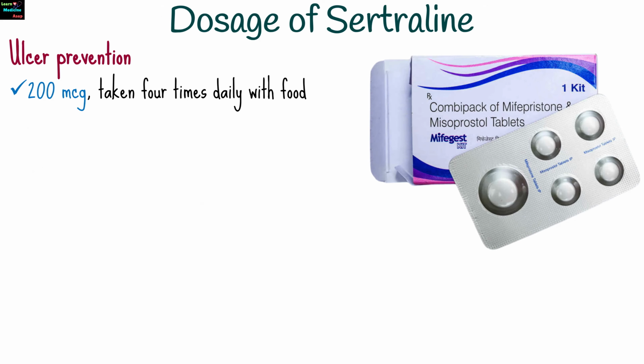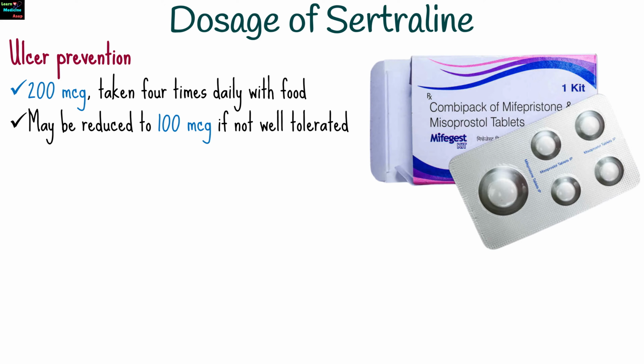Dosing varies depending on the indication. For ulcer prevention, the typical dose is 200 micrograms, taken 4 times daily with food. This may be reduced to 100 micrograms if not well tolerated.